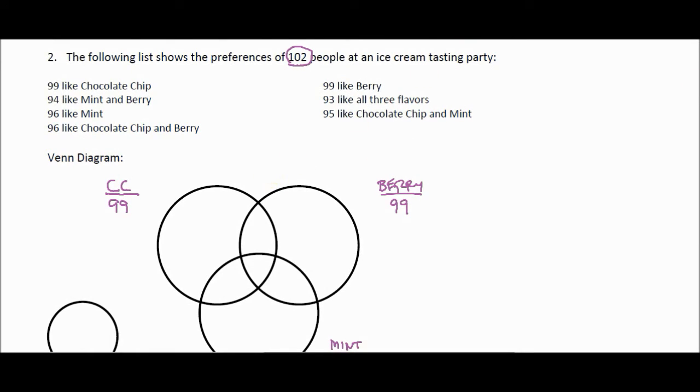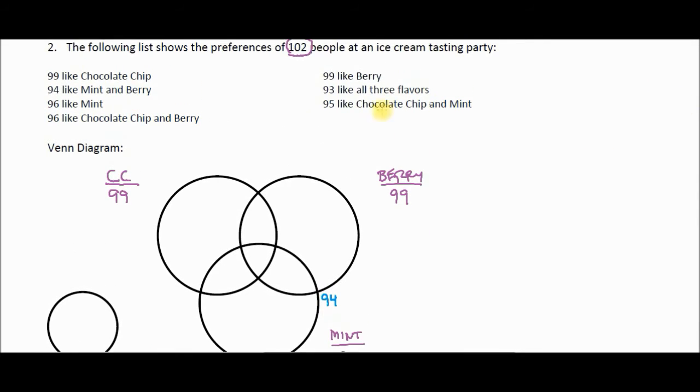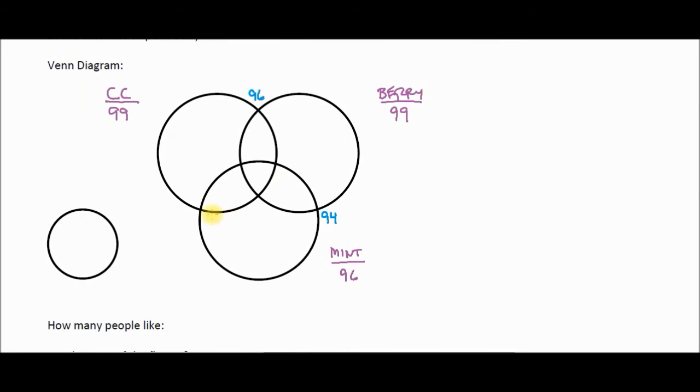Now the next step, I'll do this the same as number 1, even though it's a little bit different than our notes, but it accomplishes the same thing. Step number 2 was label the intersections of each circle on the outside of the 2 circles. So here we got mint and berry. 94 people like mint and berry. We're going to write 94 right here. 96 like chocolate chip and berry, and 95 like chocolate chip and mint.